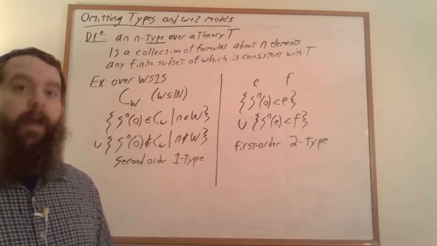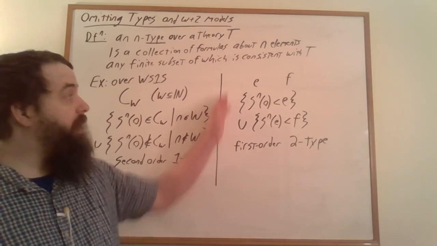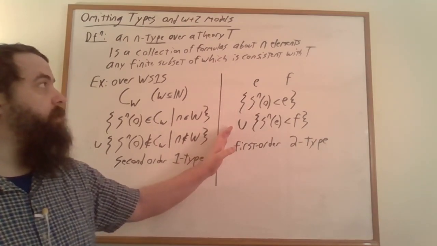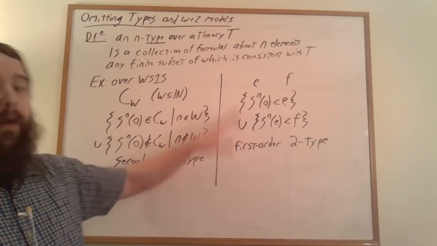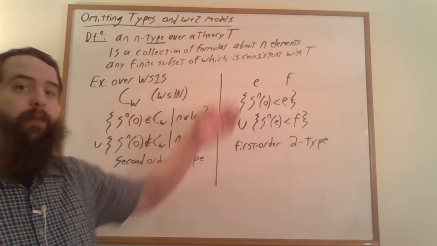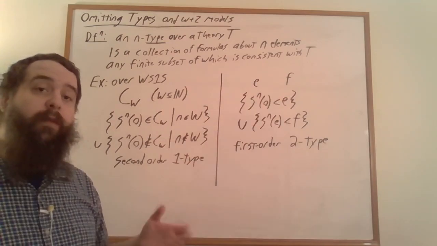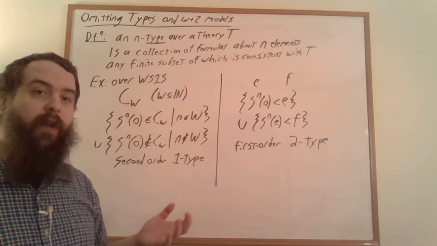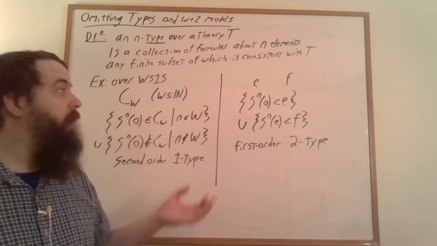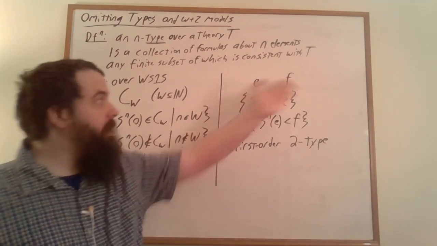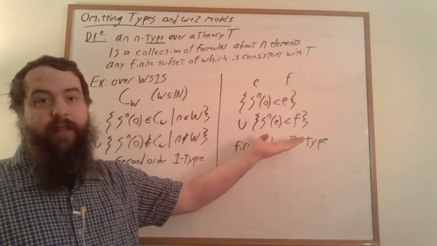Together, this infinite collection of formulas requires that e and f both be infinite, and that f be infinitely larger than e. As usual, because every finite subset of this collection of formulas is satisfied within the original weak S1s by an appropriate choice of constants e and f, we can apply a model existence theorem construction to construct a model that has two elements, e and f, that satisfy this type.